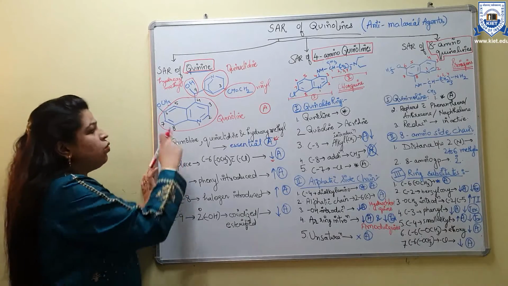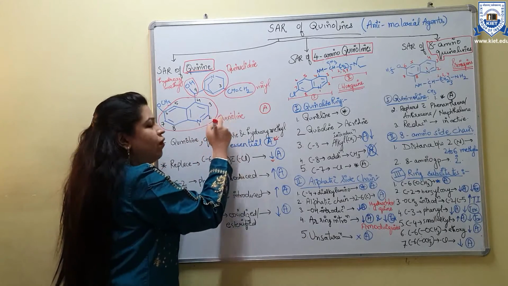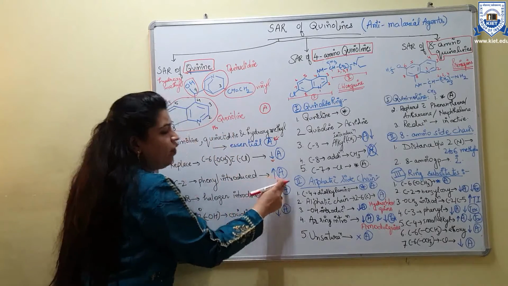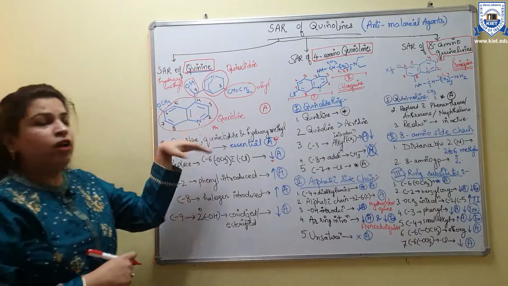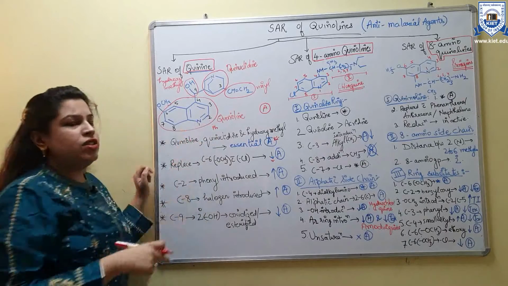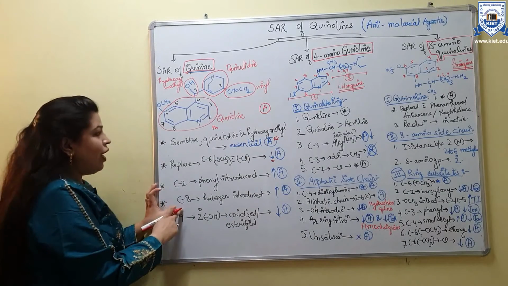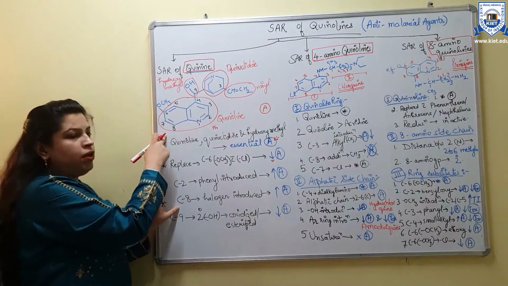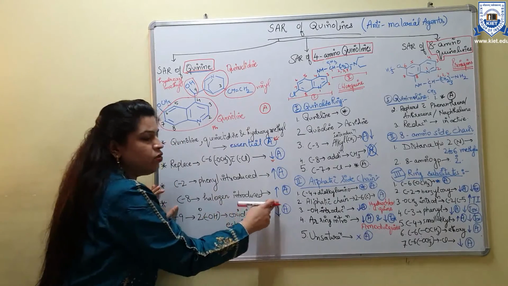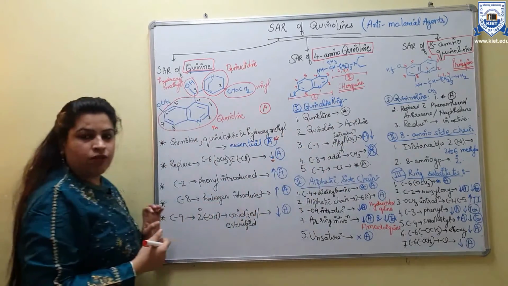Then if at the C2 position of this quinoline a phenyl group is introduced, the activity increases. At the 2nd position an H is there right now, and if that H is replaced with a phenyl group, there is an increase in the activity. Then the 8th position is also able to react, and if a halogen is introduced at this position, then also the activity is increased. Due to all these points, there are some modifications in the other classes.